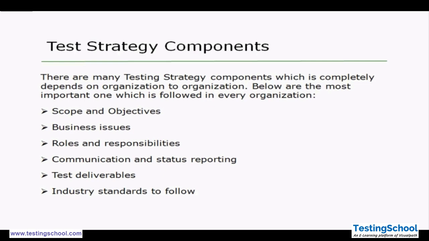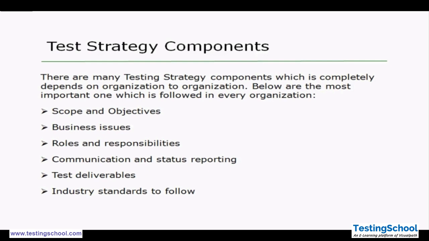What is the objective of this testing? It is mentioned in the test strategy document. Then we have the business issues. So if we have any business issues, let's say with our client or with our end user, then what is the criteria to resolve these issues, or how we can come out of that situation? This is mentioned in the business issues section of the test strategy document.